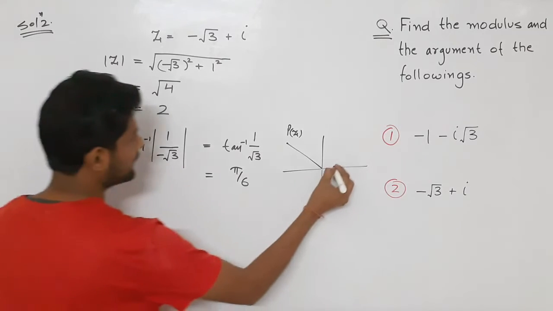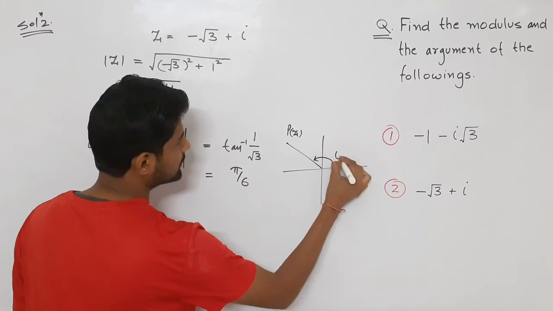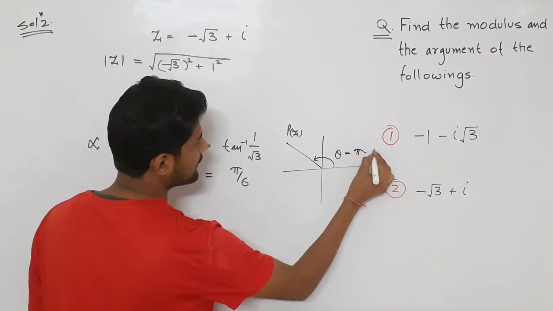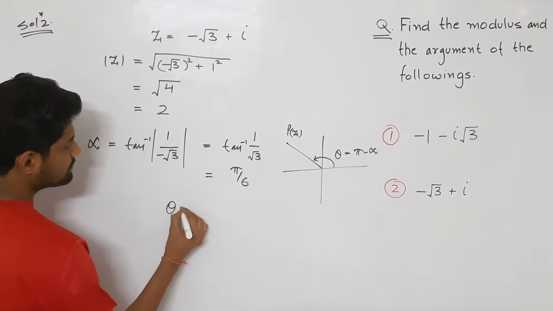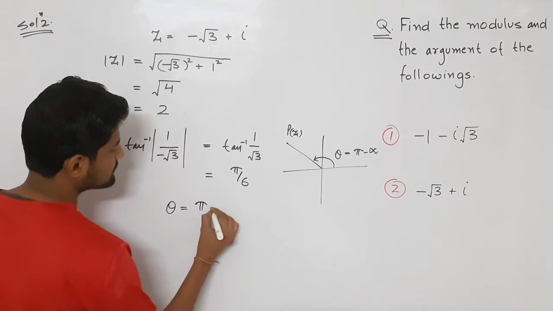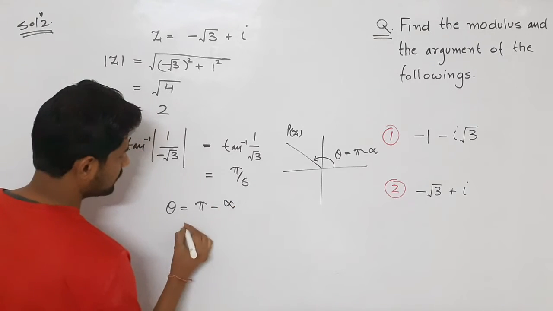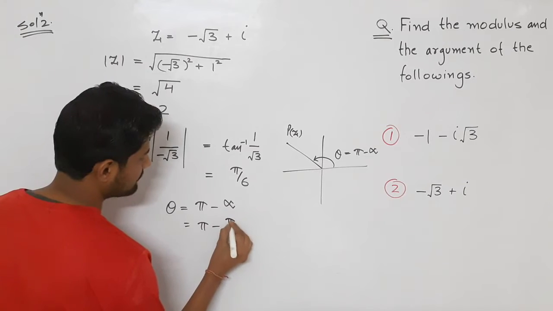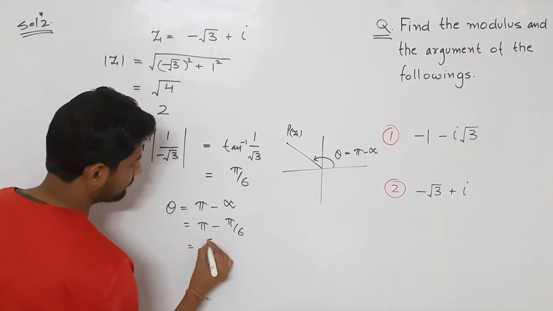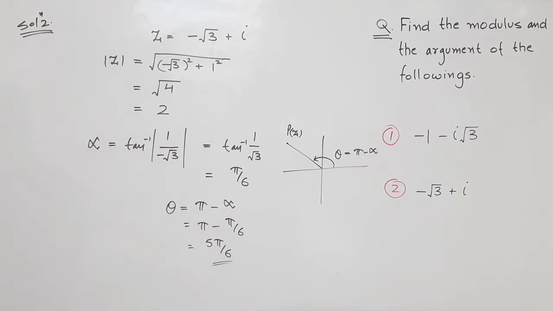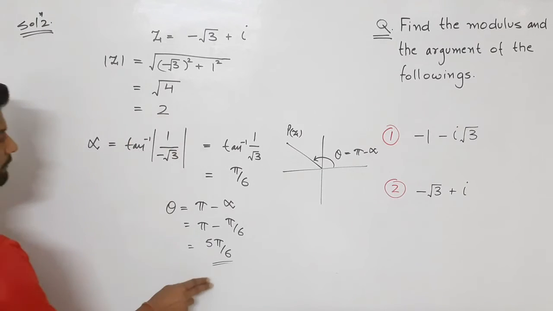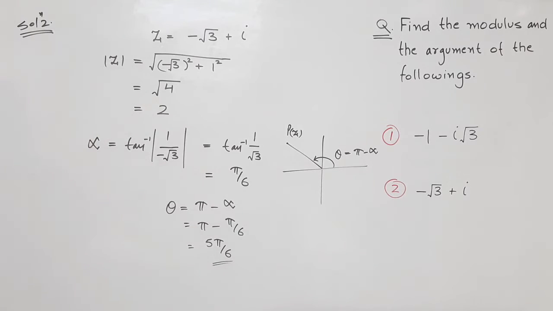So in this case we will write theta equals pi minus alpha, right? So in this case principal argument will be pi minus alpha or pi minus pi by 6 or 5 pi by 6, right? So in second question 2 will be the mod and 5 pi by 6 will be the argument of this complex number. Now moving to next question.